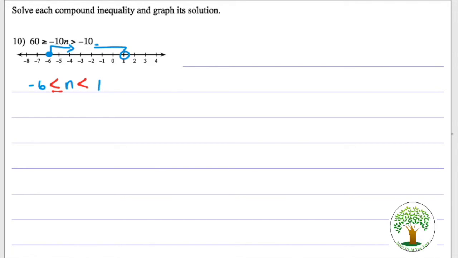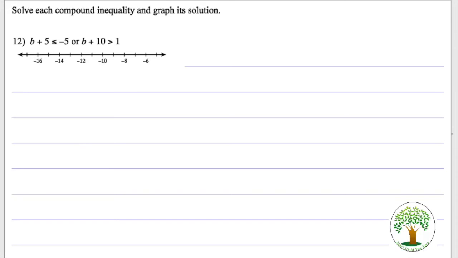So is this an and or an or graph? It is an and graph. Whenever you have a compound inequality where there's no word in it, and there's 1 in the middle, it is automatically an and. It will never be an or. All right, let's do number 12.